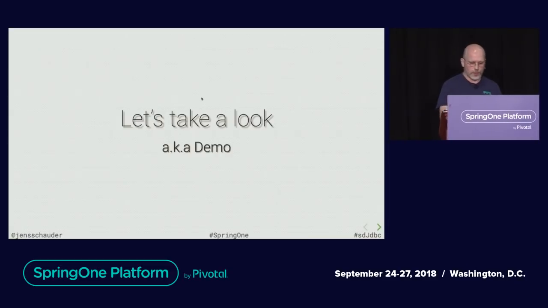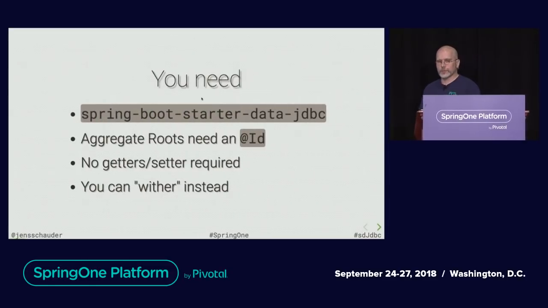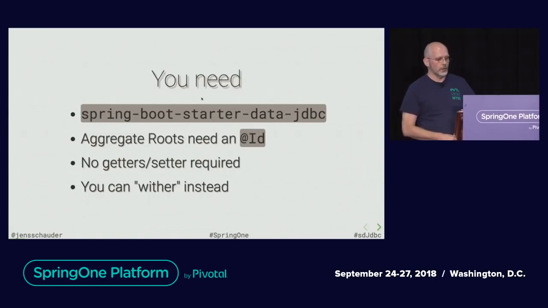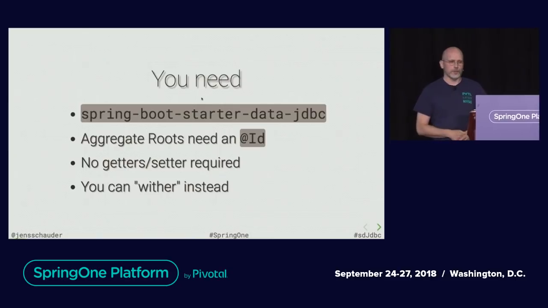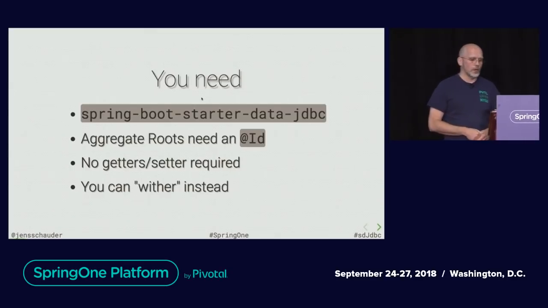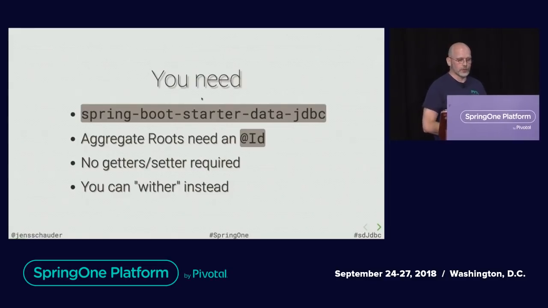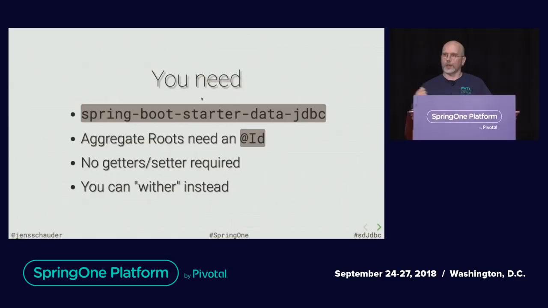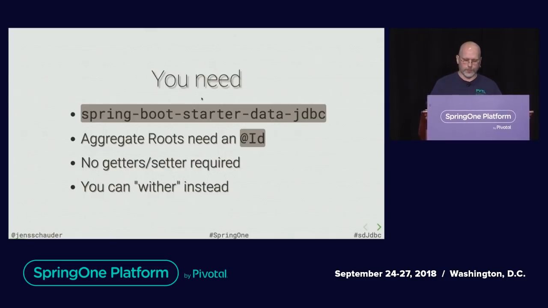So I guess that was all straightforward. To recap, you need the Spring Boot Starter Data JDBC. You need aggregate roots. I'm going to comment on that a little more in detail. With an ID, so we can identify different aggregates. And you don't need getters and setters. You can use them if you want to, but you don't have to. And as mentioned, you can use final values if you have withers, which you might create with Lombok or similar. It also should work with Kotlin, although I have to admit I never tried, but since this is stuff that is coming from Spring Data Commons, I'm pretty sure that it will work.